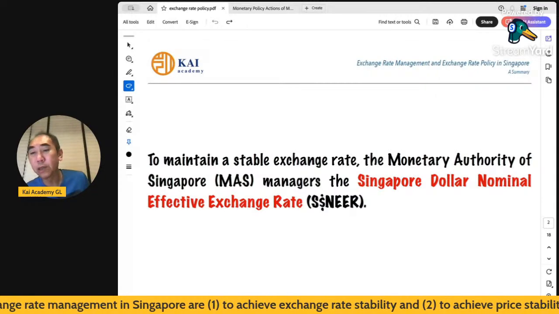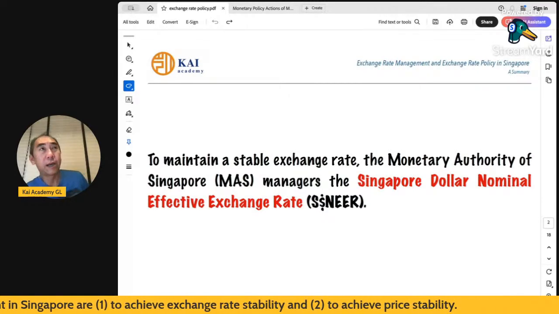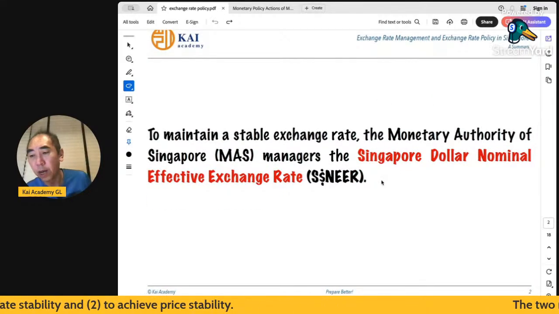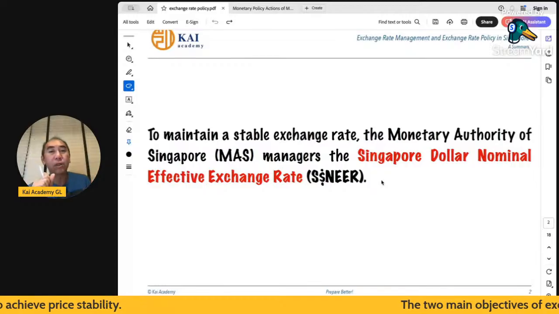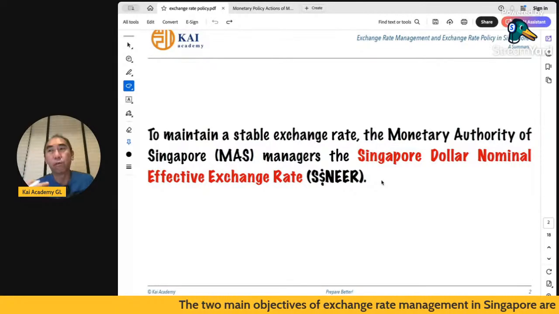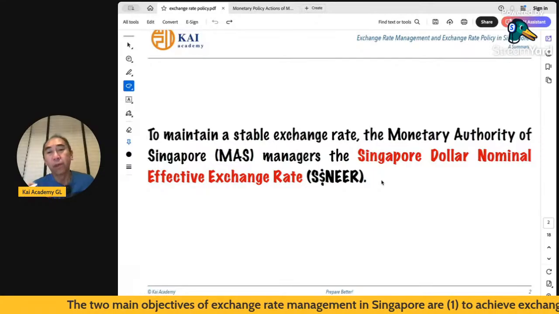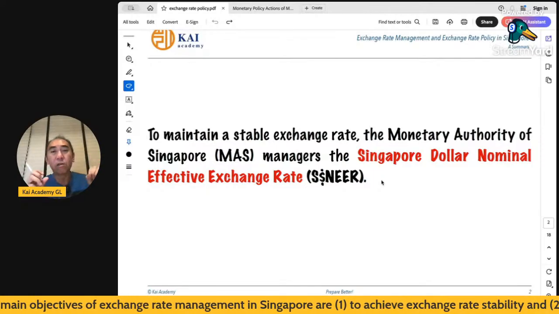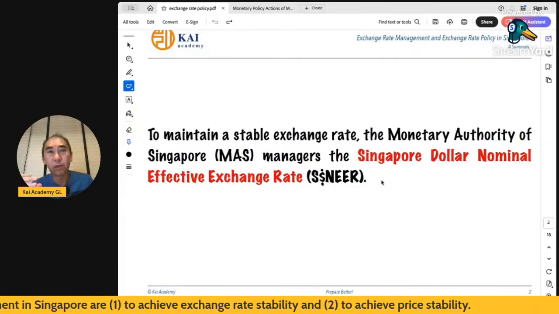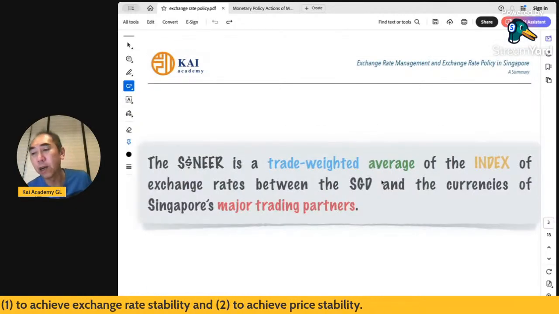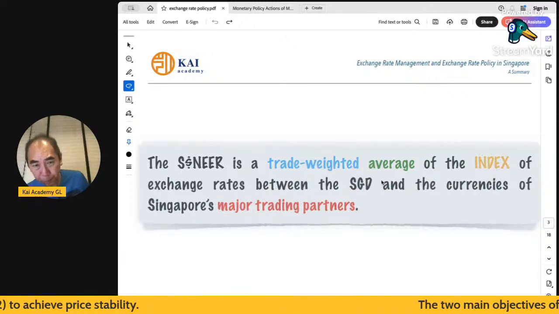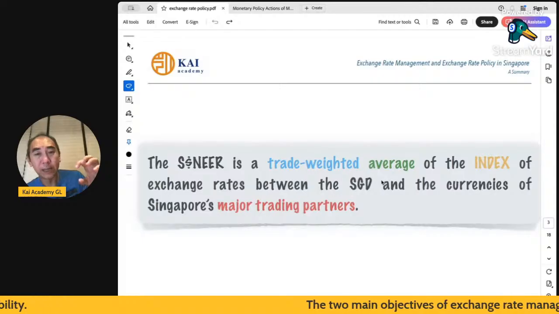So how does Singapore actually maintain the exchange rate stability? It's through what is known as the NEER, or nominal effective exchange rate. So what MAS does, instead of managing the bilateral rate between Sing dollar and let's say the US dollar or the Sing dollar with the Chinese yuan or Sing dollar with the Malaysian ringgit, we measure this thing called the nominal effective exchange rate, which is the trade-weighted average basket of the currency of Sing dollar against that of our major trading partners, in order to get some average index value.